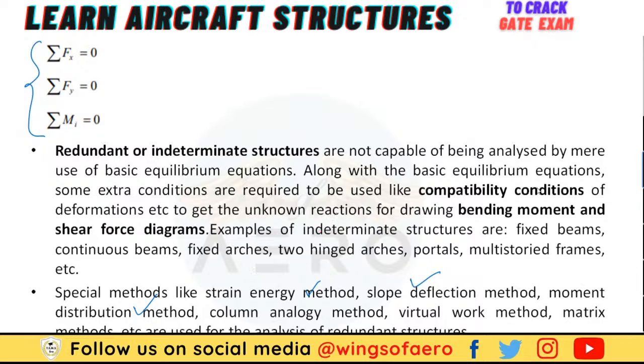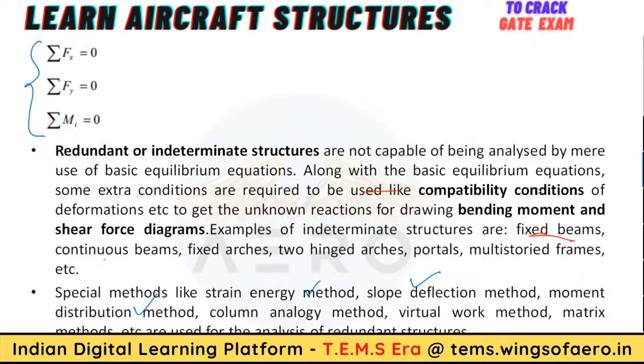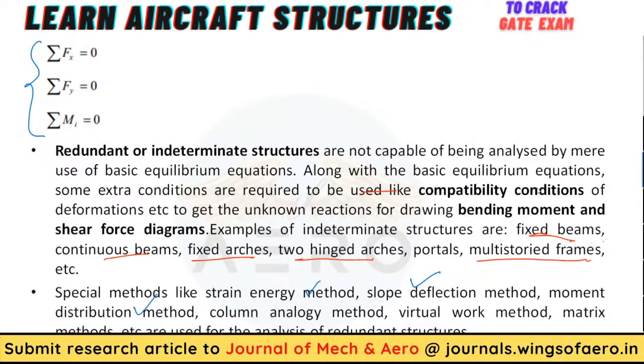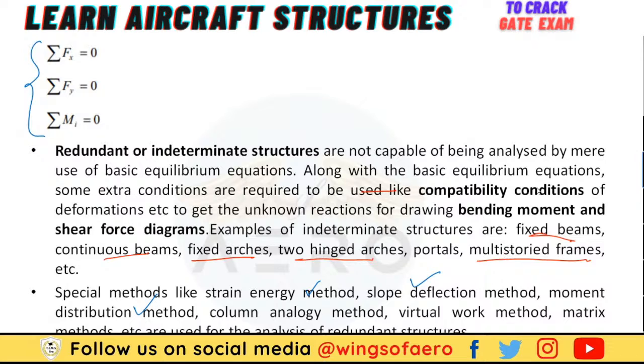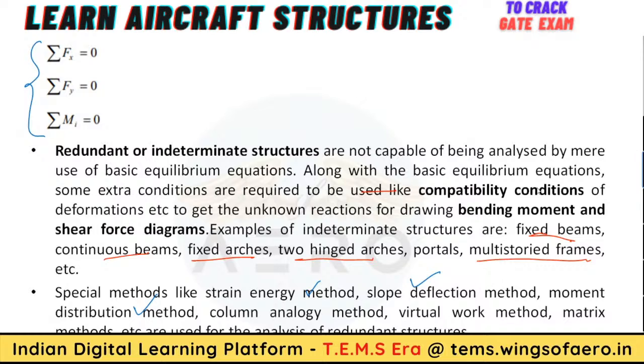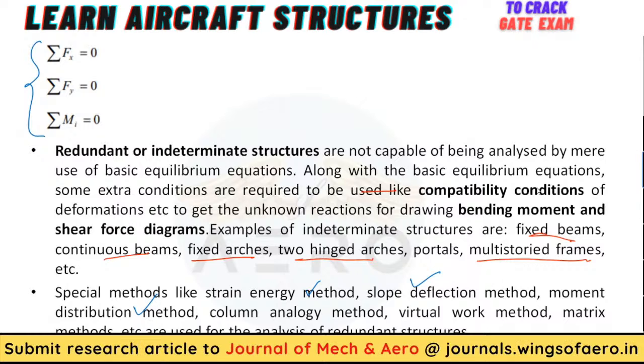Now, what are the beams that are indeterminate structures? First of all, fixed beam, continuous beam, fixed arches, two hinge arches, right? Then multi-storey frames. So these come under the indeterminate structure. Whenever you see any structure which is a fixed or continuous beam, mostly they ask fixed and continuous beam, you have to determine that it has to proceed with an indeterminate process. So special methods need to be implemented.